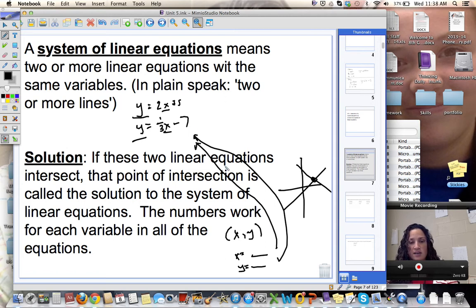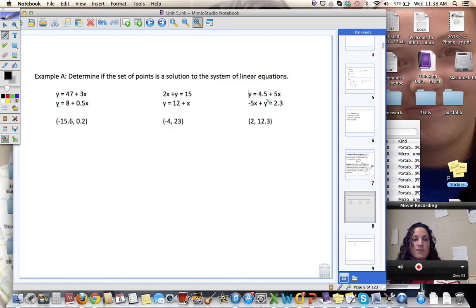So pause this, copy it down, and then press play. Okay, so we're going to determine if the set of points is a solution to the system of linear equations. We're not graphing this right now, we're just figuring it out. Remember it's always x comma y, so my x is negative 15.6 and my y is 0.2. I'm just going to plug them in for both and see what I get.